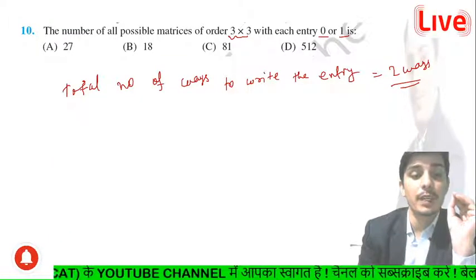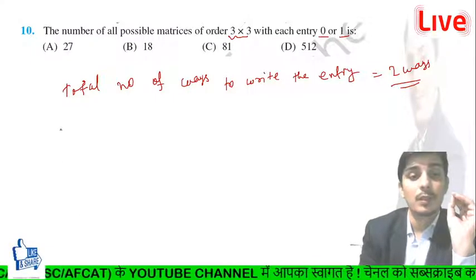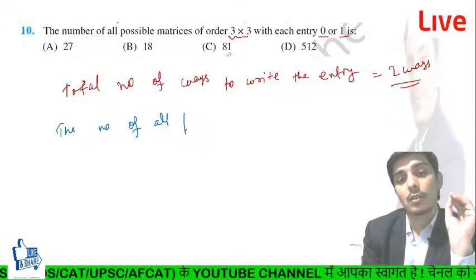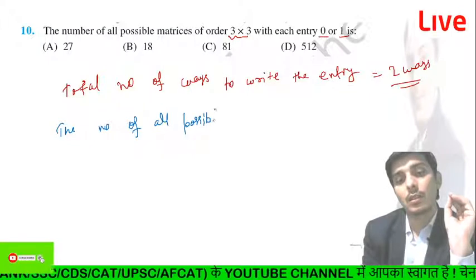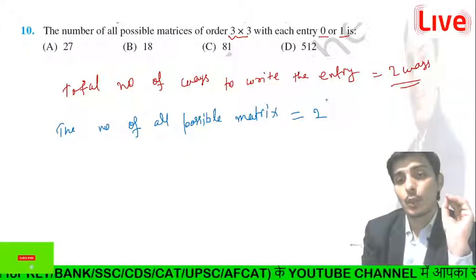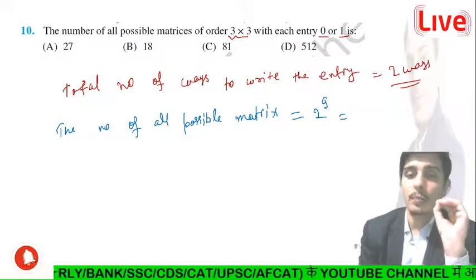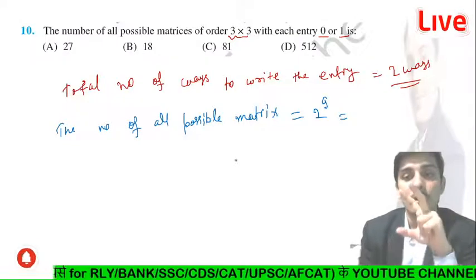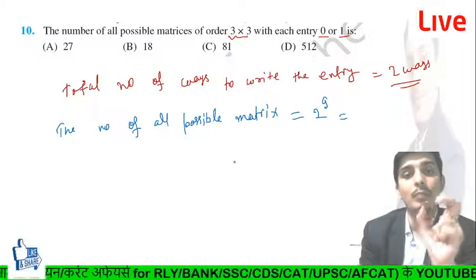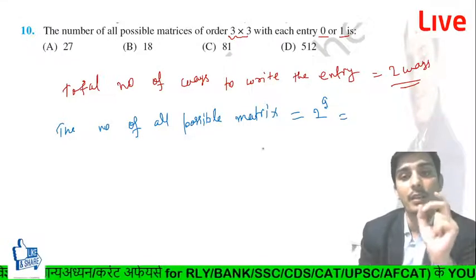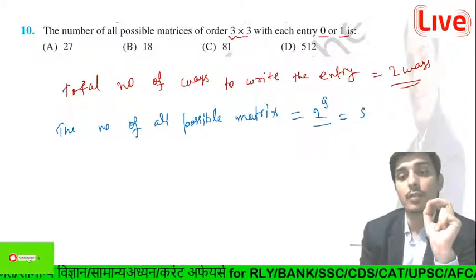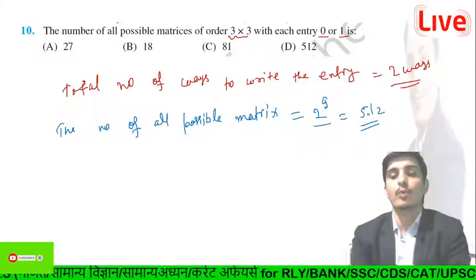very simple, the number of all possible matrices is equal to 2 to the power 9. Why? Because we have 2 ways to write 0 or 1 for one place, and we have to fill all 9 places. So we get 2 to the power 9, and we know that 2 to the power 9 is equal to 512. So it will be the correct answer for this question, guys, right?